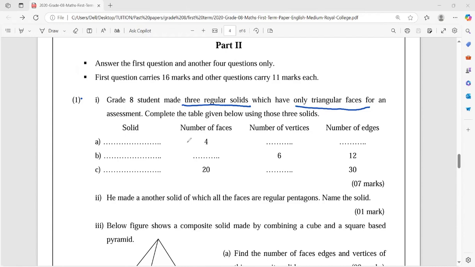Number of faces 4, which has only triangular shapes, is the regular tetrahedron. Tetrahedron has only 4 faces, and the number of vertices is 4. Number of edges is 6.